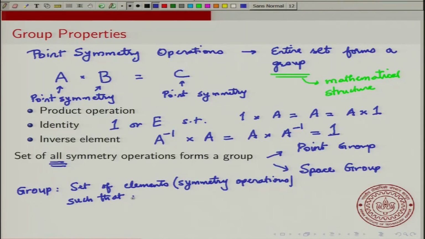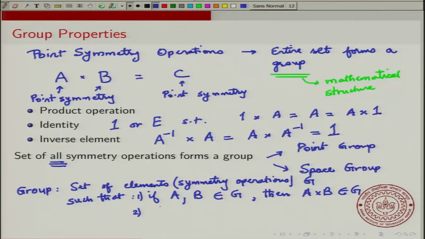If A and B, let me call this group G, the set of elements G. If A and B are a part of G, then A into B is also a part of G. This symbol epsilon means it is contained in G. That means you multiply any two elements, you will get another element. And so this is the first condition.